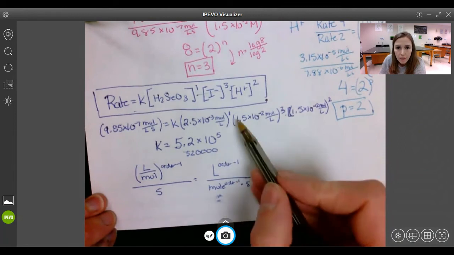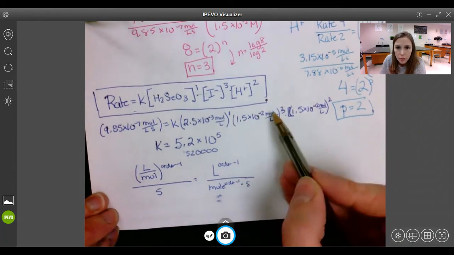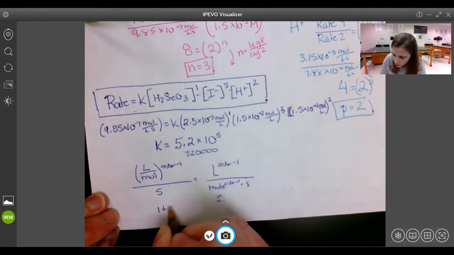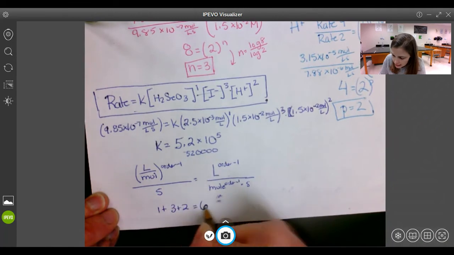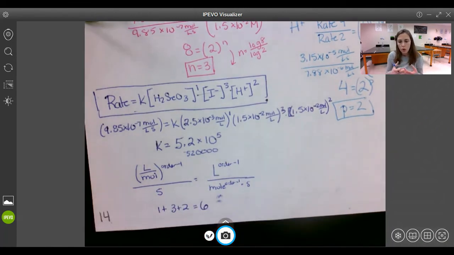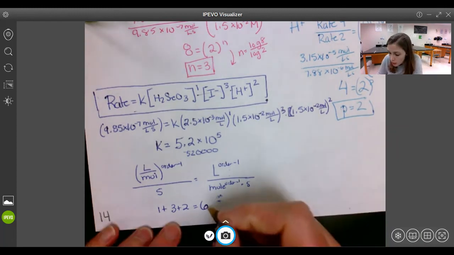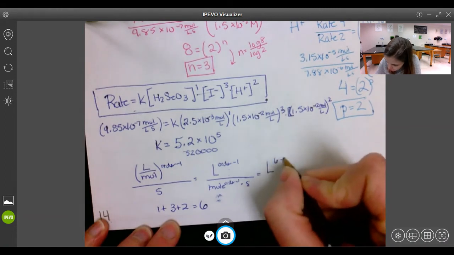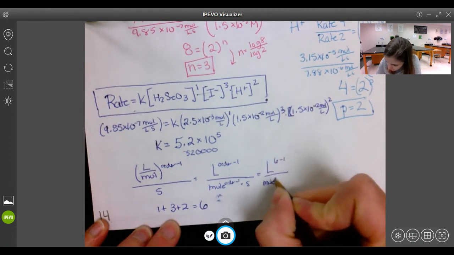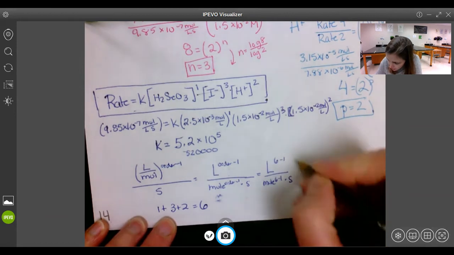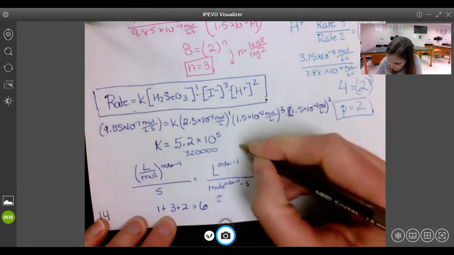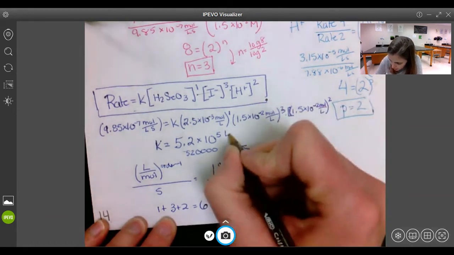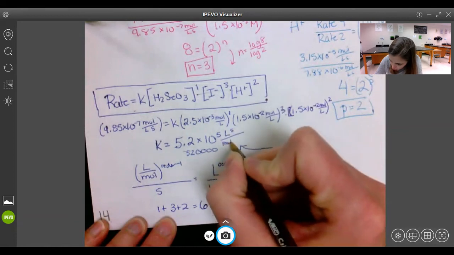So if we add up, our overall order is 1, 3, and 2. So 1 plus 3 plus 2 gives me 6. So that's my total overall order of reaction. So you can simply just plug that into here. So this would be 6 minus 1, and then the same thing here, times S. So this is going to give me my units, which would be L to the 5th over mole to the 5th times second.